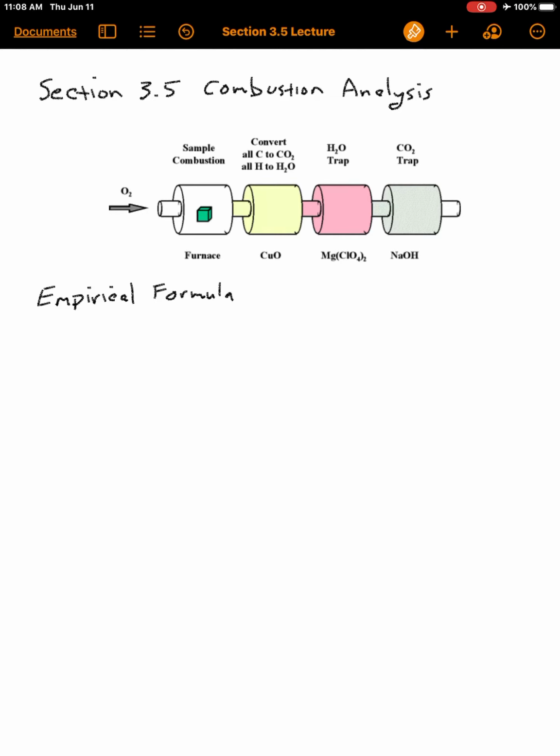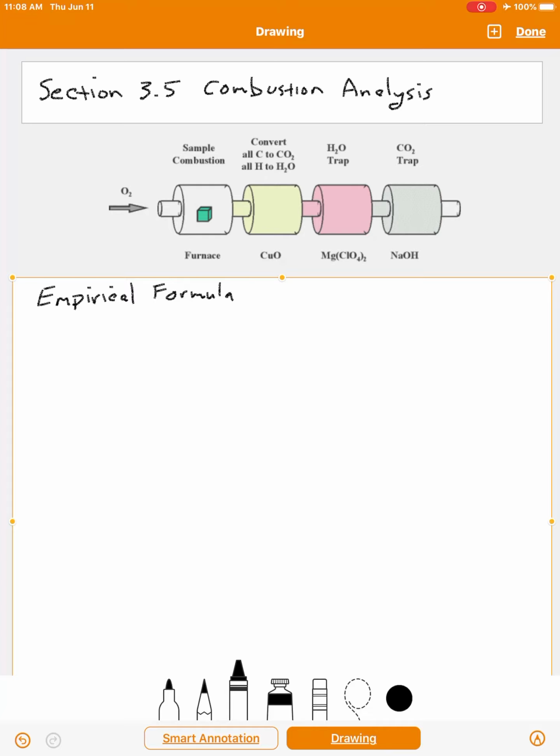This is very specific, though. We're going to look at a type of compound called a hydrocarbon. A hydrocarbon must have hydrogen in it. It must have carbon in it. However, it might have oxygen as well, or it might have nitrogen as well. But it definitely has to have hydrogen and carbon. So we're looking at very specific types of compounds.